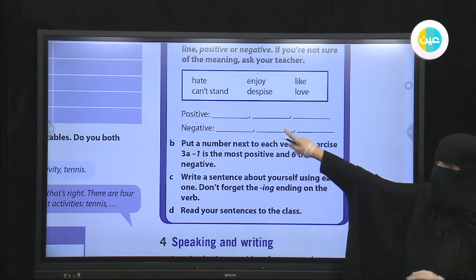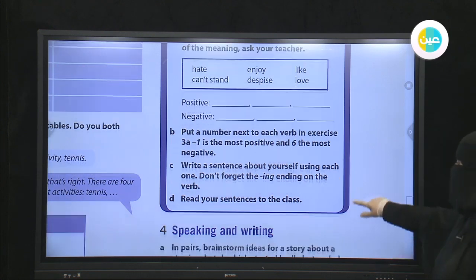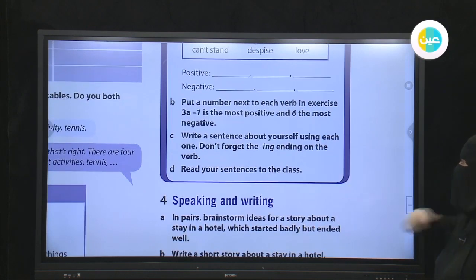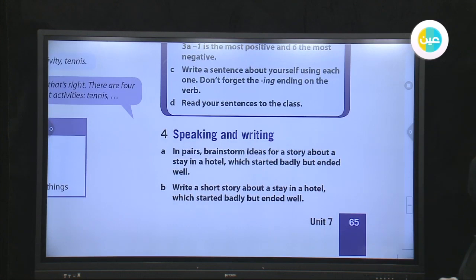Try to write sentences using these verbs, the feeling verbs. Try to use the positive and negative. Imagine you are saying, I love my school. I hate my homework, and so on. And try to use the ing form at the ending. Okay? Here, go to 4, speaking and writing.